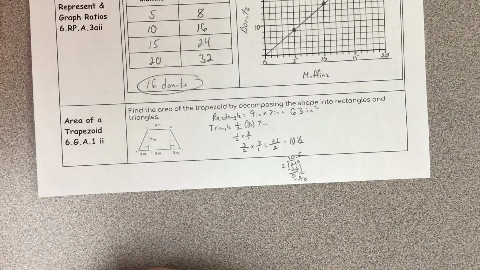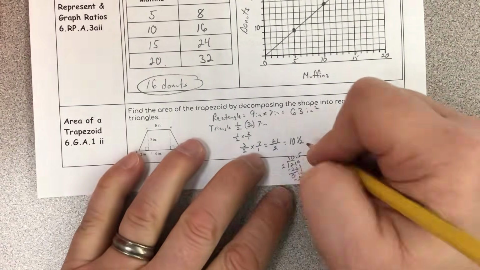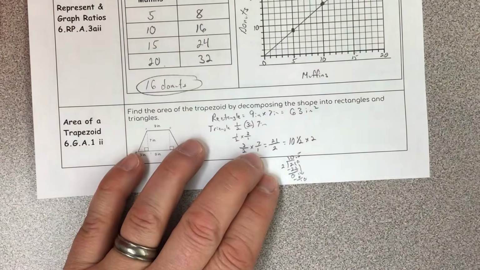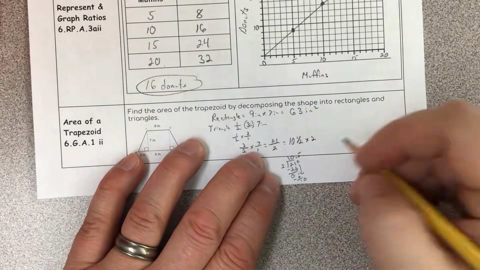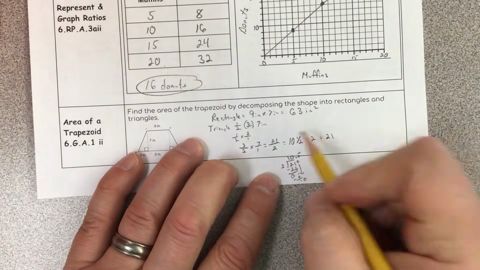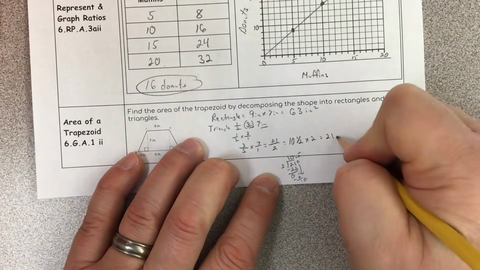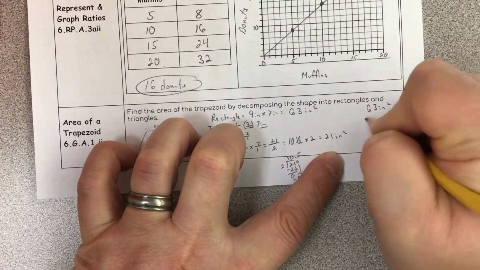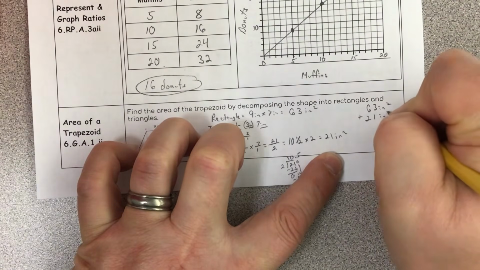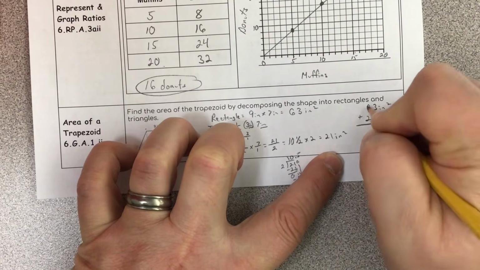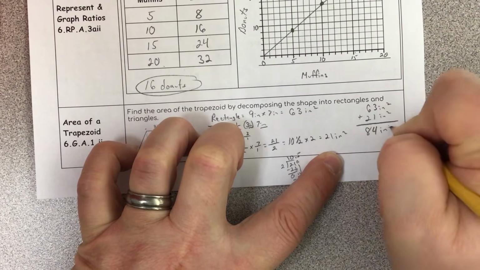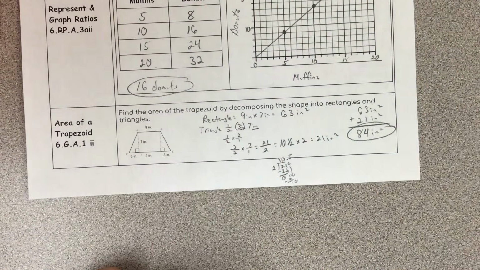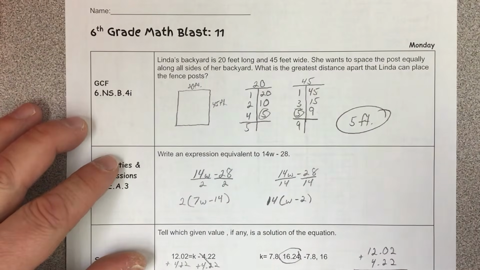So 10.5. Now, what I have to remember though is I have two triangles, so I can double this. Well, 10.5 times 2. Well, 2 tens is 20, and 2 halves is 1. So this is the same as 21. And now I go back to inches and inches, and that's inches squared. So I have 63 inches squared plus 21 inches squared. 3 and 1 is 4, 6 and 2 is 8, 84 inches squared is my final answer. So this was 6th grade Math Class 11. Thank you.